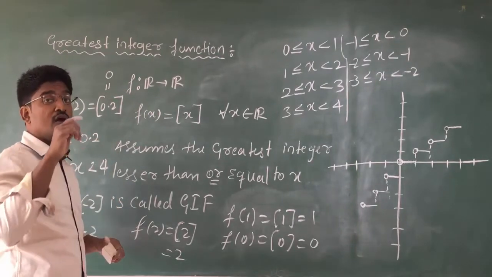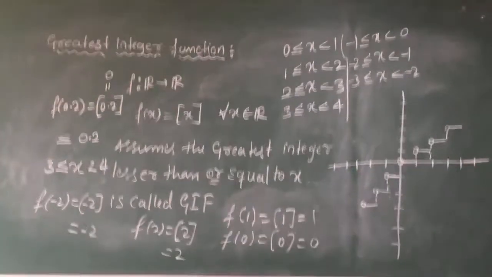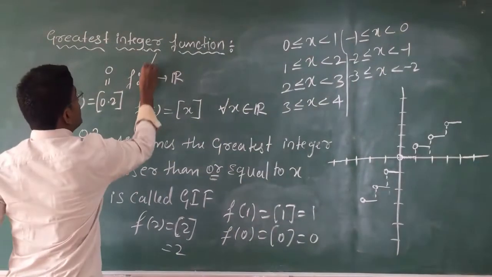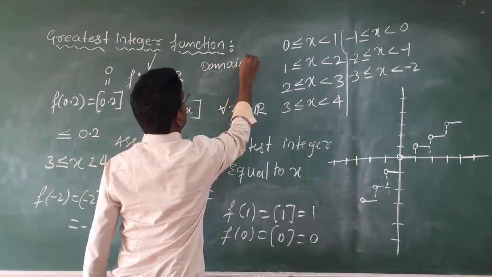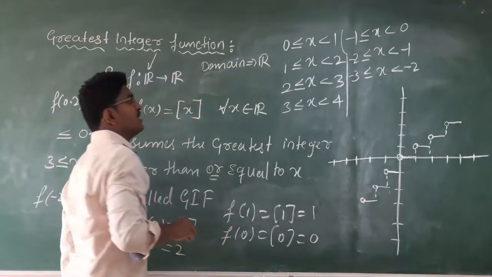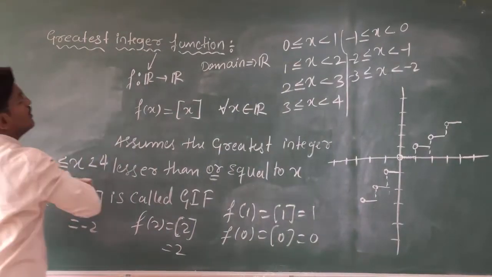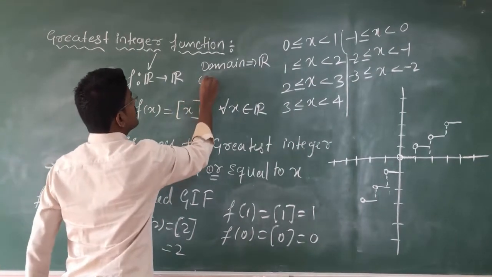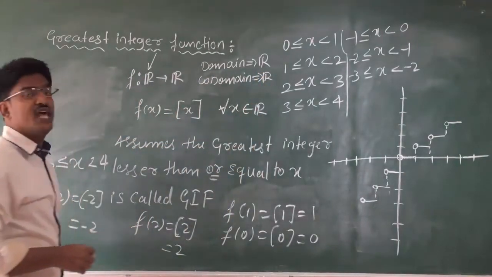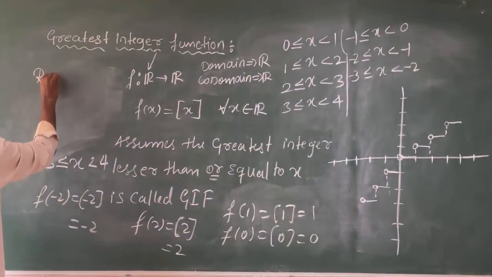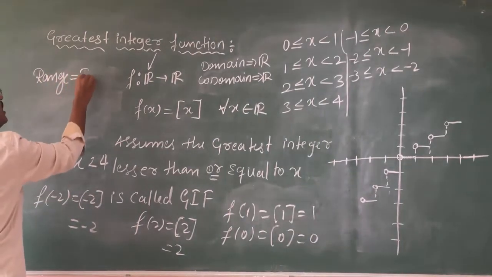Next, domain is what? Real number set. Here the domain is R, that is real number set. Next, codomain. It is defined from R to R. So this is codomain. Codomain is also real number set. Clear? What is range? Range will be equal to integers.